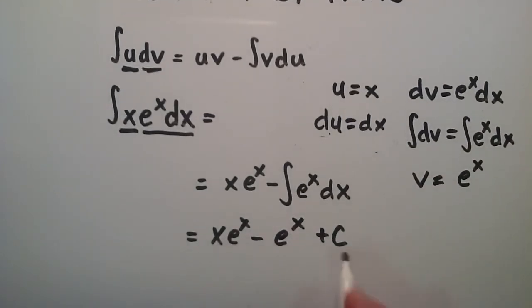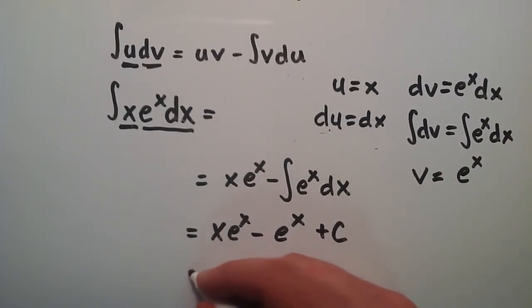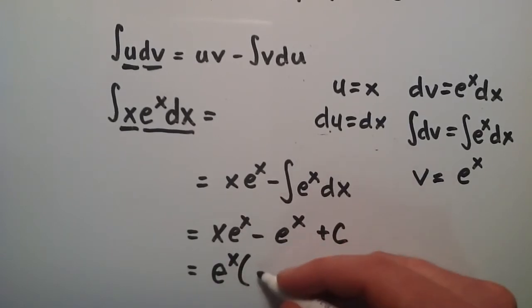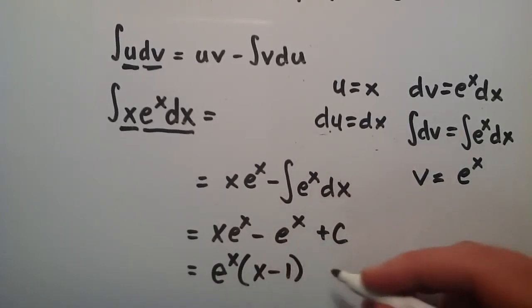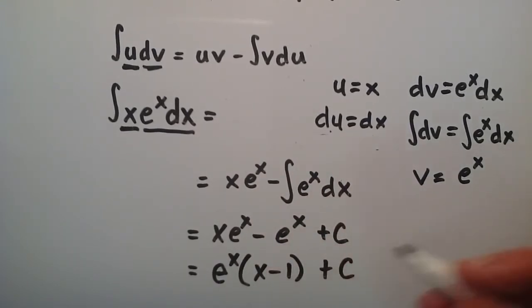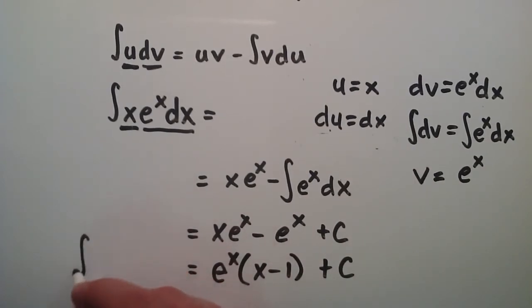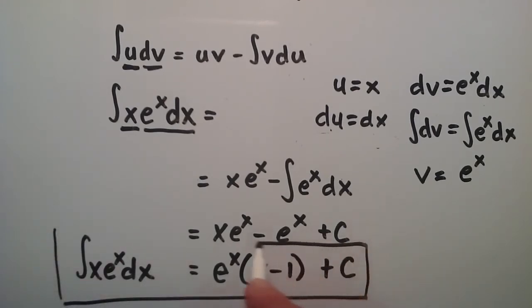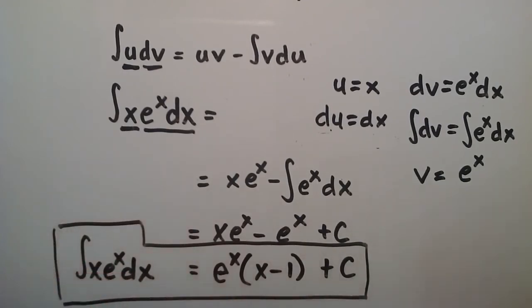So this is our answer now, and we can simplify this a little bit. We can factor out an e to the x out of these first two terms, so this becomes e to the x times x minus 1, plus some constant. So we solved the integral of x e to the x with respect to x, and it turns out that it's equal to e to the x multiplied by the quantity of x minus 1 plus some constant. This is the solution, and we got that by using integration by parts.